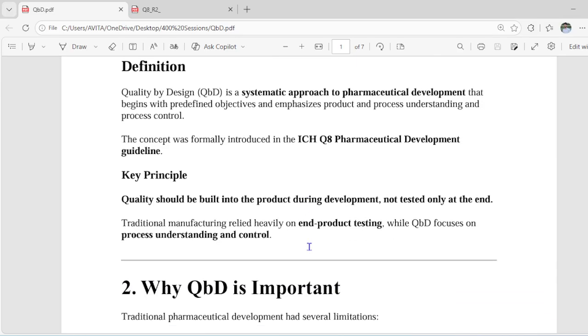So, what are the key principles of this? The first one is that quality should be built into the product during the development itself instead of testing it at the last. Traditional manufacturing relied heavily on end product testing instead of building the quality inside the product, while QbD focuses on process understanding and control.